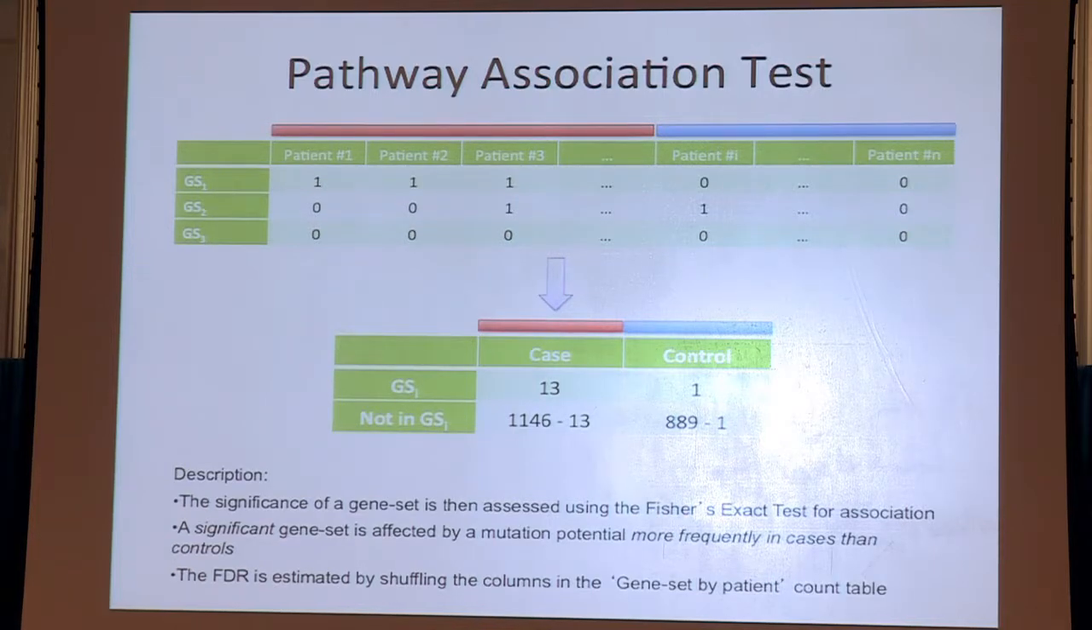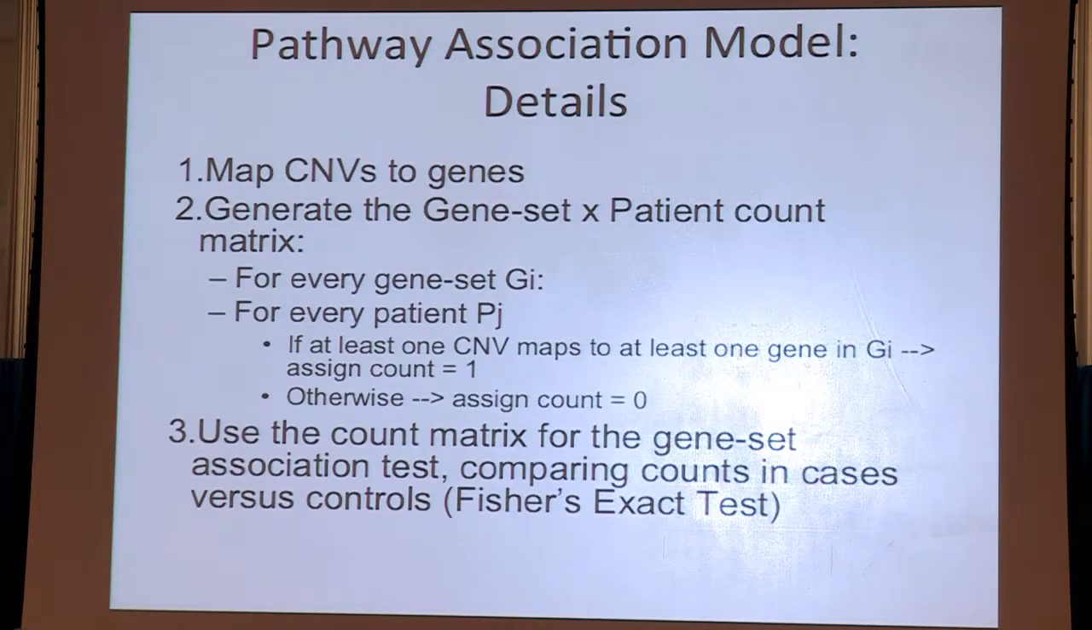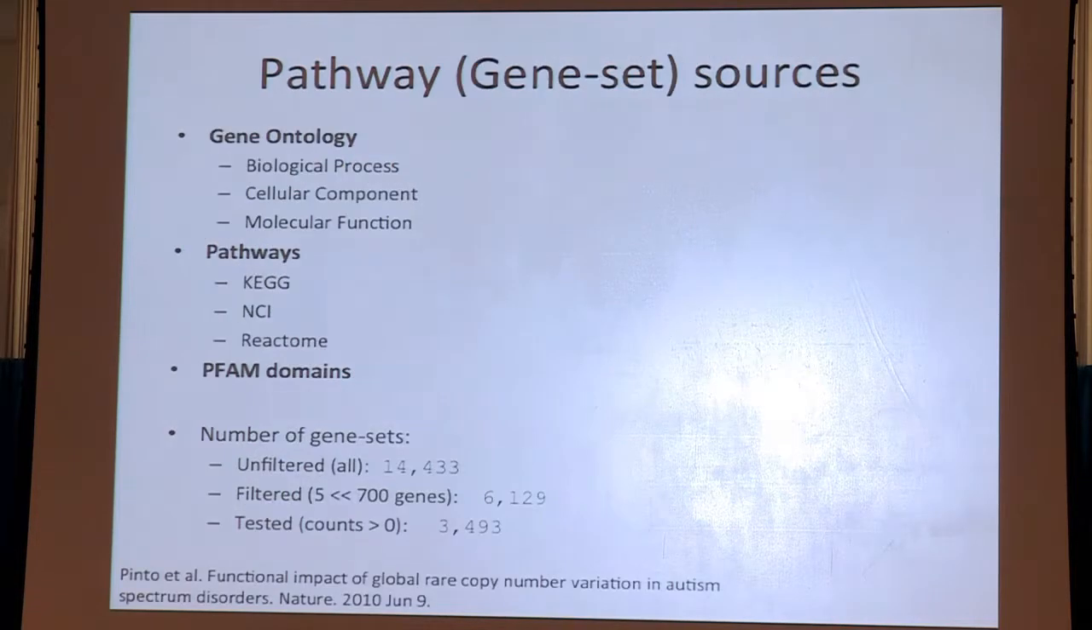To quickly summarize, we mapped our mutations to genes. We generated this big matrix of pathways versus patients. And then we used the counts for a standard Fisher's exact test, a standard association test. The pathway databases that we used were mostly gene ontology and a few pathway databases at the time, KEGG, NCI, and Reactome. We also used PFAM domains, although those didn't really come up in the result.